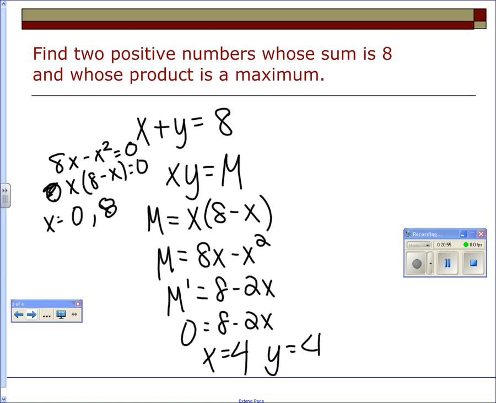2 plus 6, the product is 12. 1 plus 7, the product is 7. 0 plus 8, the product is 0. That's why you don't have to worry about the endpoints on this one, because 0 times anything isn't going to give you a max product.